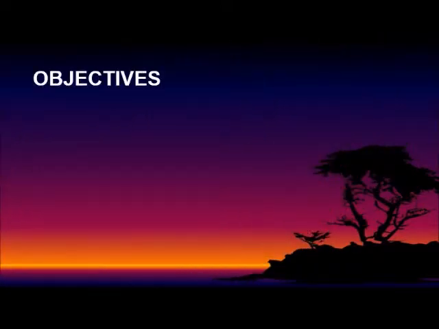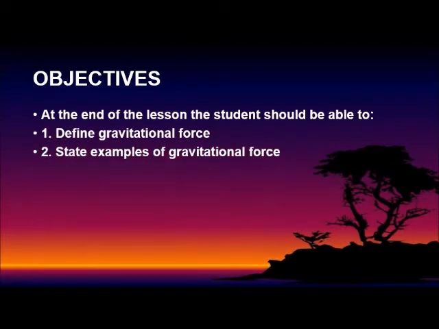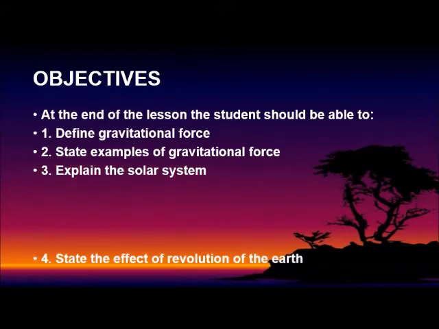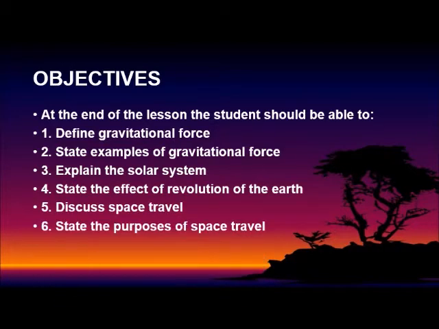Objectives of the lesson. At the end of the lesson, the student should be able to do the following. 1. Define gravitational force. 2. State examples of gravitational force. 3. Explain the solar system. 4. State the effect of revolution on the Earth. 5. Discuss space travel. 6. State the purpose of space travel. And 7. Understand the concept of satellites.